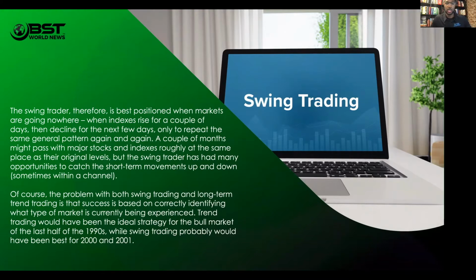The channels, trends, breakouts, chart patterns, all these different terms we're going to learn in the technical analysis, and we're going to see that these things actually help us find trades and find opportunities. And when we understand what we're looking at, it'll give us a better gauge on when it's time for us to buy and when it's time for us to invest. Of course, the problem on both swing trading and long-term trend trading is that success is based on correctly identifying what type of market is currently being experienced. Trend trading would have been the ideal strategy for the bull market of the last half of 1990s, while swing trading probably would have been the best for 2000 and 2001.